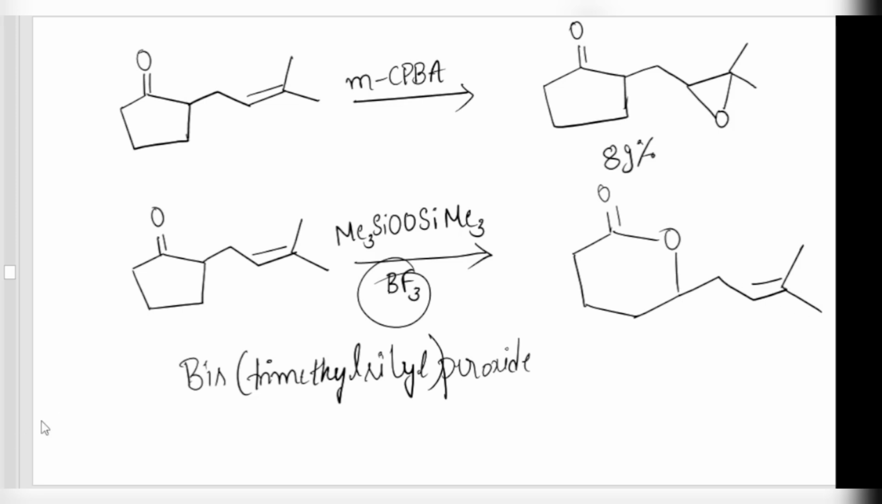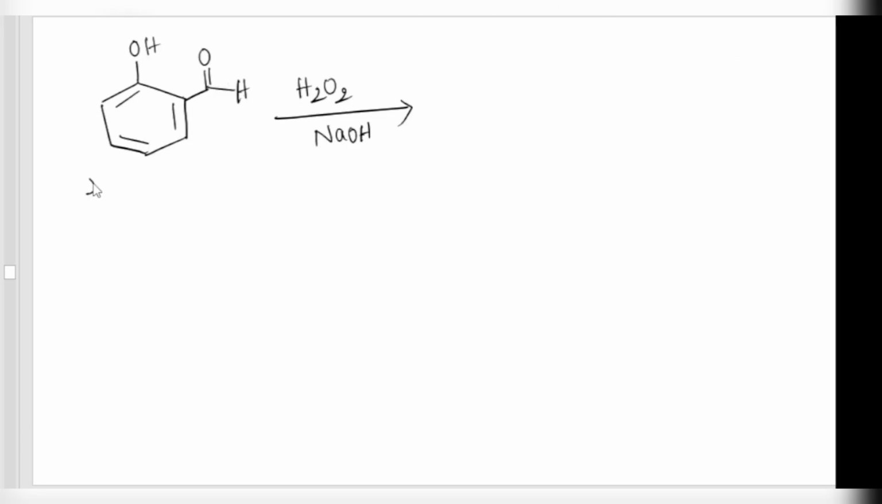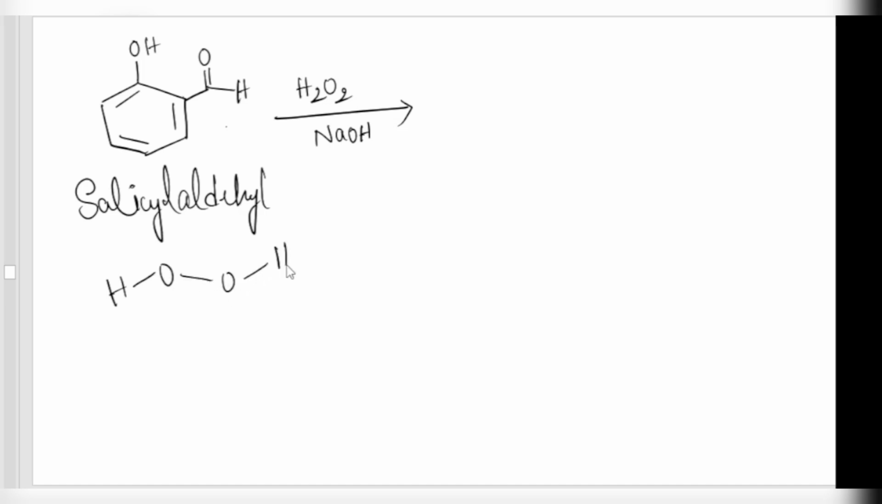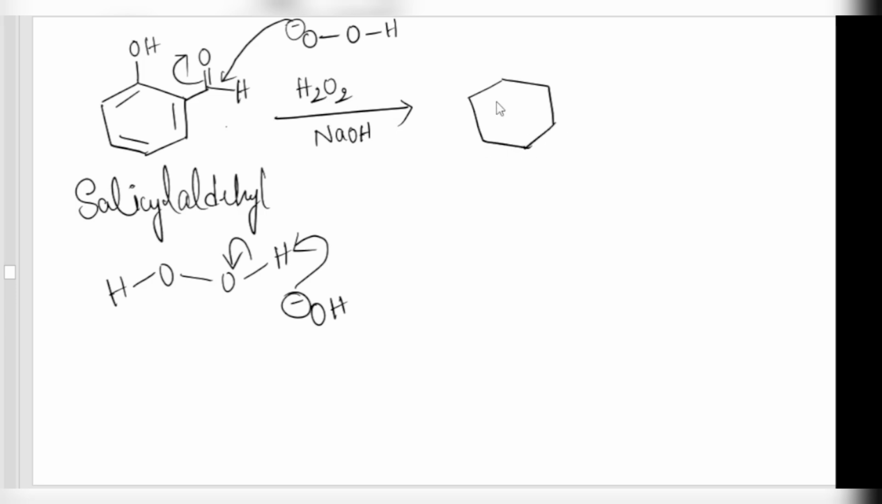Now, another thing is, when we observe this one, this is salicyl aldehyde. Here we have hydrogen peroxide, correct? Hydrogen peroxide we will write like this, and NaOH is there. NaOH means it is a base. The base will abstract this particular proton, and the negative charge will come over oxygen, and this group, whatever oxygen group is there, will go and attack this particular carbonyl group and shift like this. Now what we will get is like this.